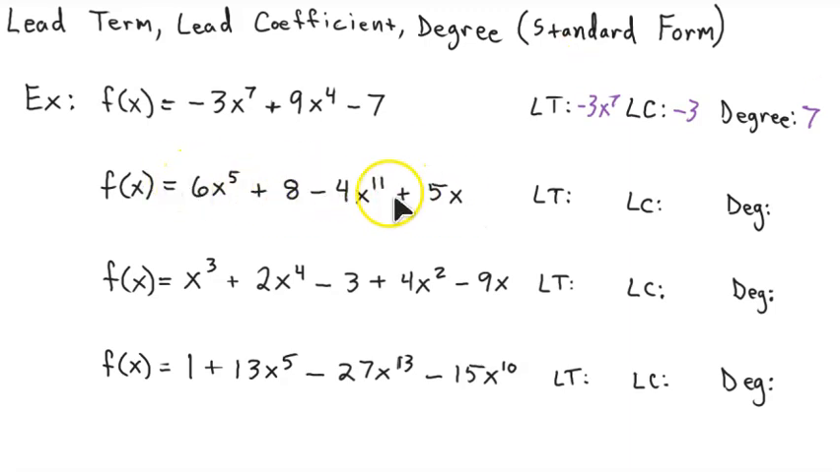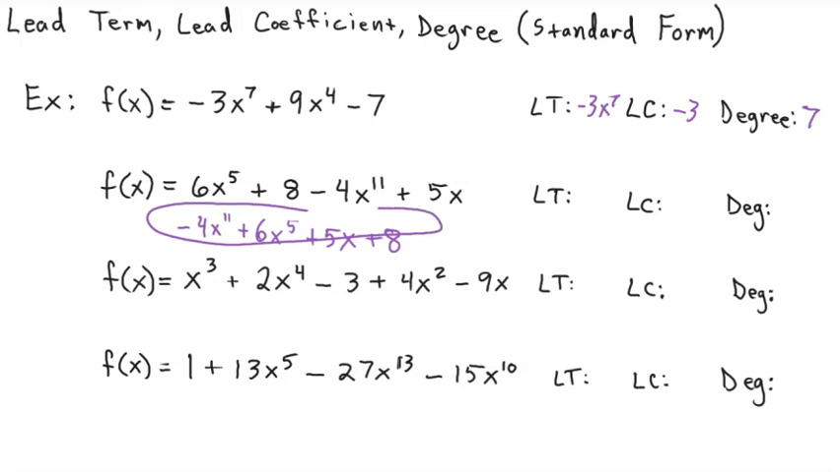This one is not actually in standard form. We need the highest power right here to go first. So if we rewrote this in standard form, it would be negative 4x to the 11th power. The next highest power is right here, 5, so it would be plus 6x to the 5th. Then this is the constant, we don't want that yet. But over here we have 5x to the 1st power, so plus 5x. And then we can put on our plus 8. Okay, and now this is in standard form.